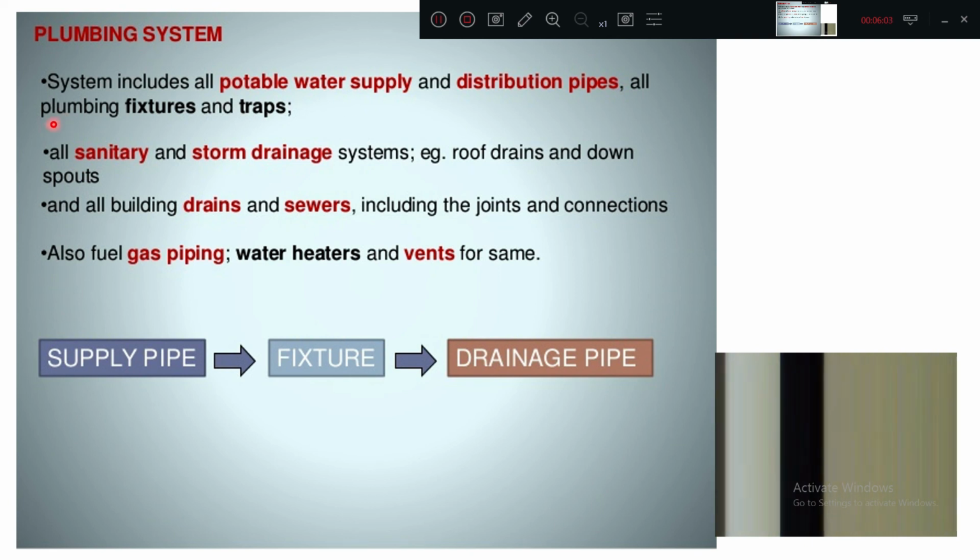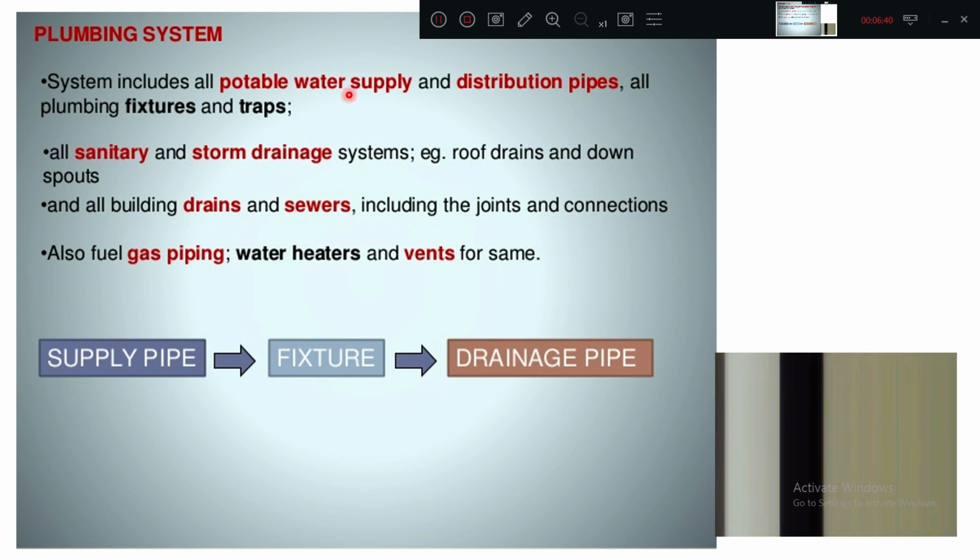Plumbing system. The system includes all potable water supply and distribution pipes and all plumbing fixtures and traps. So it includes all the things. Along with that, all sanitary and storm drainage systems, for example roof drains and downspouts. These are also included in the plumbing system. And also all building drains and sewers, including the joints and connections, everything is there. Along with that, one more is there: fuel gas piping, water heaters, and vents for the same.